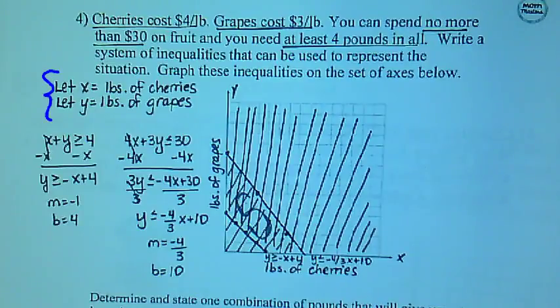Again, this is called a let statement. Once I get my inequalities, I know x plus y is greater than or equal to 4, because I want at least 4 pounds. And then I can only spend $30. So 4 times x would be the cost for the cherries, and 3 times y is the cost of the grapes. I solved for y for both, found my m and my b, and then I plotted them.